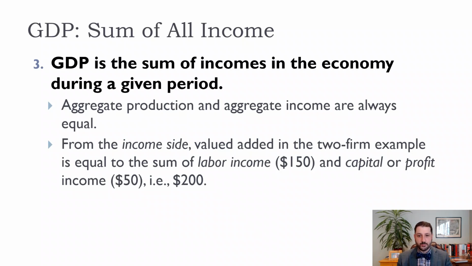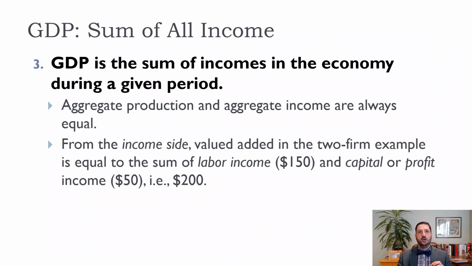From our example, right, we've got labor income and we've got capital income or profit. And so our labor income between the two companies was $150. So that's going to the workers. And then our capital income or profit was $50. That's going to the firm owners. 150 plus 50 is 200. That's the same as the GDP calculated either method before.